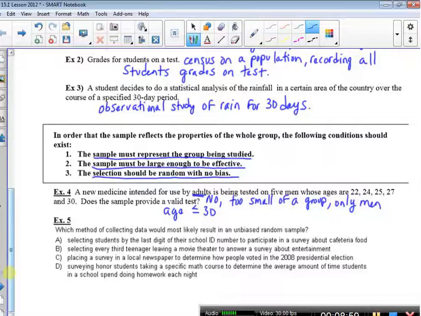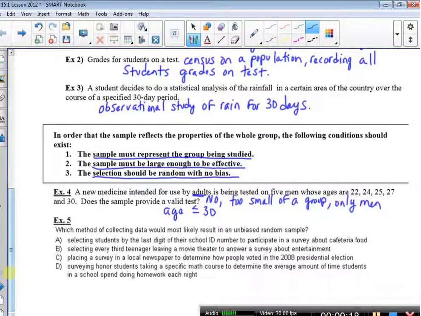C, placing a survey in a local newspaper to determine how many people voted in the presidential election. I think what happens there is you're, again, biased because you would assume people that read the paper would vote. That's been shown. So that would be another bias.